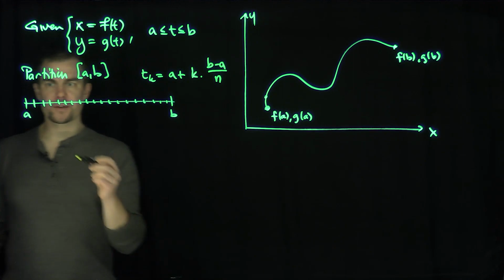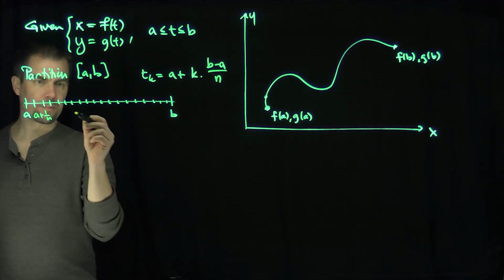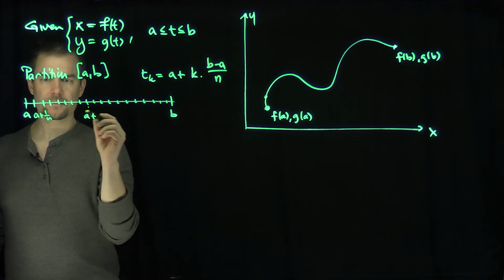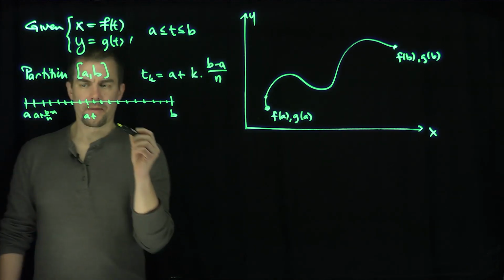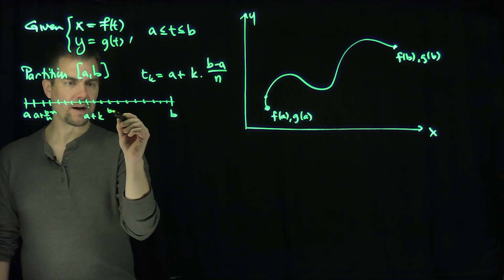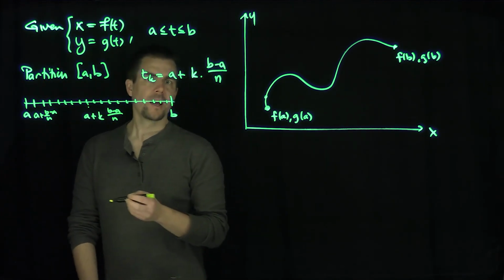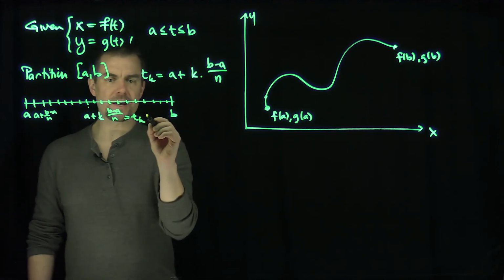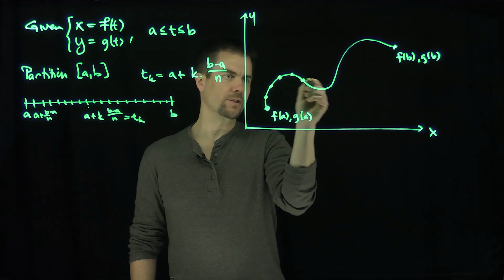In other words, this is going to be a, this is going to be a plus 1 over n, a plus 2 over n, a plus 3 over n, all the way down to a plus k times (b minus a) over n, where b minus a is the total length. So I equally space the partition and find these points t_k. And of course, these points t_k are mapped onto the curve, like so.